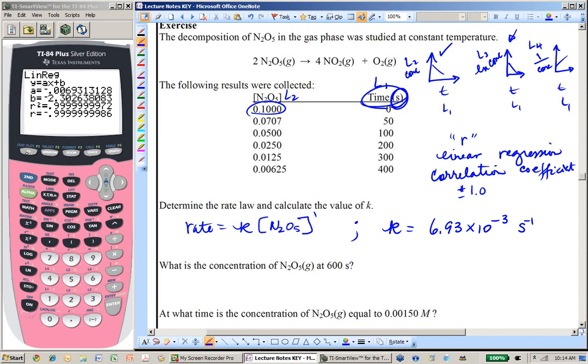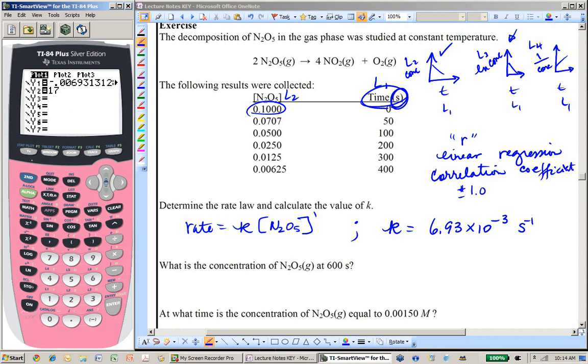So hang on to that slope value and let's look at our y1. Does that look familiar? Absolutely. That's the right slope value. Well, I don't need anything in that y2, so I'm going to clear that out. Let's do the same. If you got anything else in your y's, clear them out. Make sure you have this linear regression in.